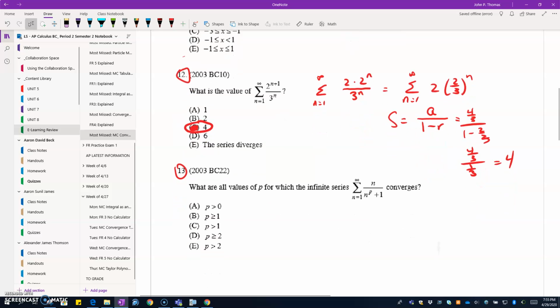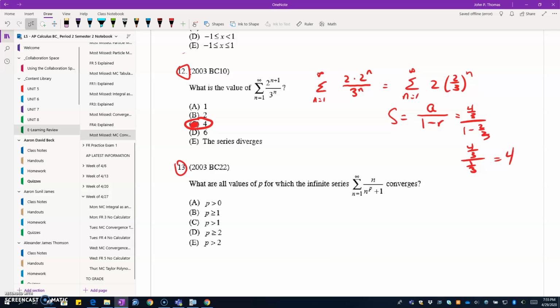All right, number 13 was the next most missed problem. This says, what are all values of p for which the infinite series n over n to the p plus 1 converges? So we know our borderline for p series is 1 over n. And from the things we've done in class, we also know if we add numbers to the bottom, even though that makes it just a little bit smaller, it still really behaves just like 1 over n, so we end up with something that diverges.